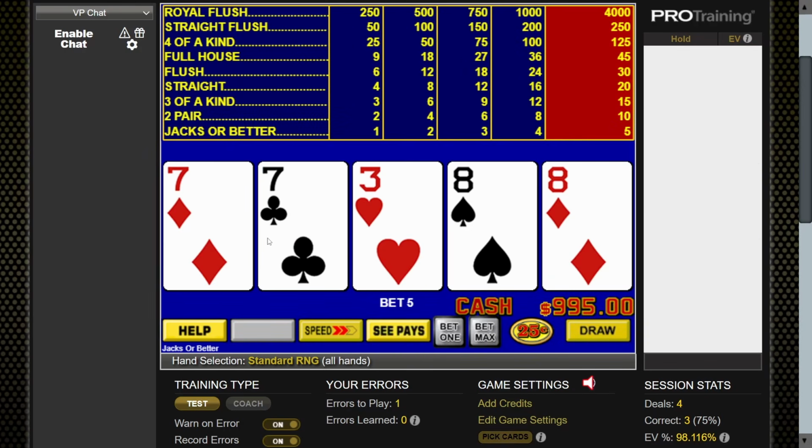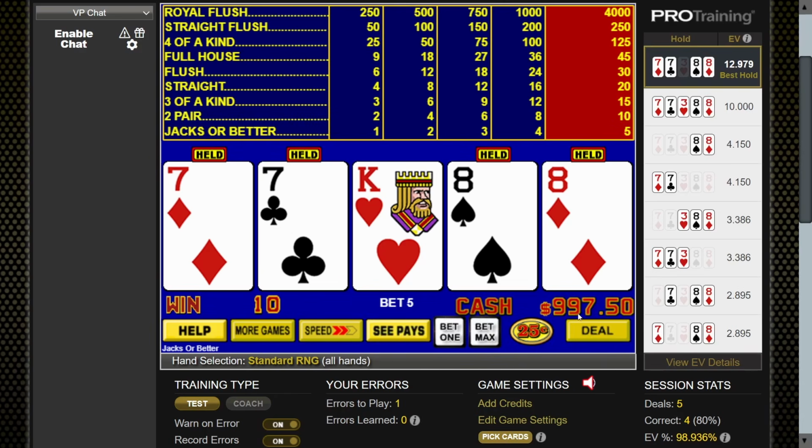So this is nice. This is a no-brainer. Two pairs, very good. It's already a winner. We won 10 credits. We're hoping for a 7 or 8 to give us a full house. Let's see what we get. Didn't hit it, but we still won 10 credits and we got a little closer to where we started. Over here, you can see the EV was correct.